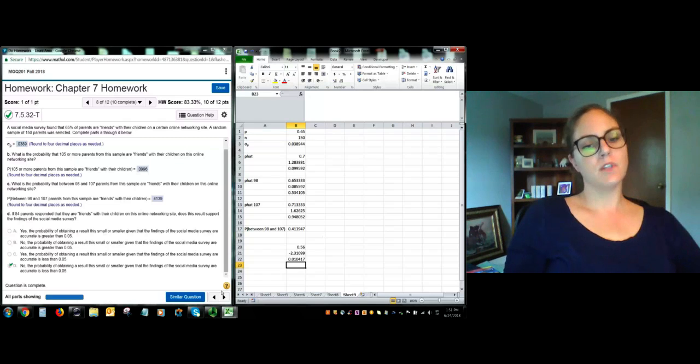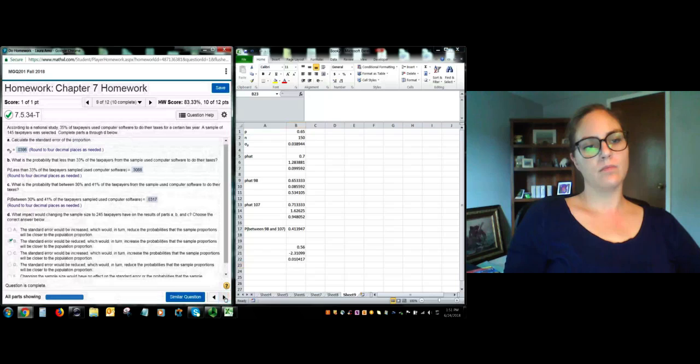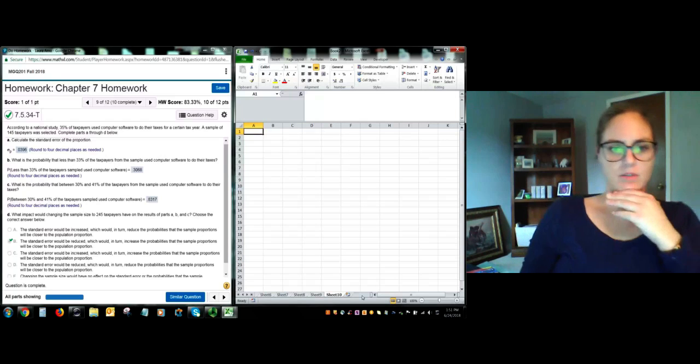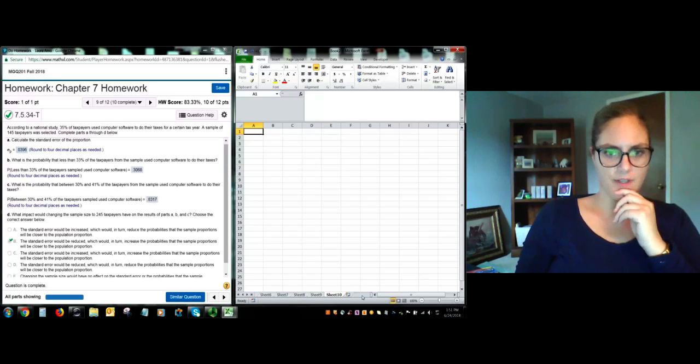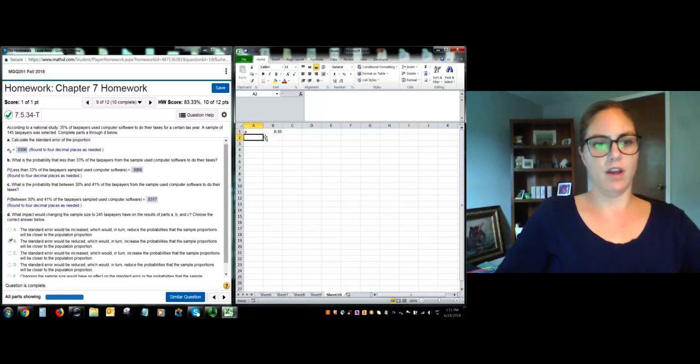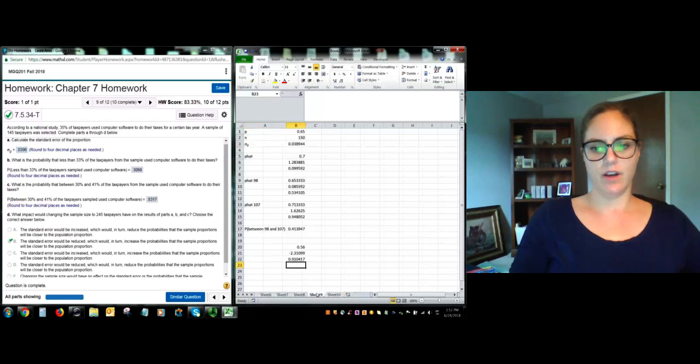Okay, let's go to the next one. According to a national study, 35% of taxpayers use computer software to do their taxes for a certain tax year. A sample was selected. Let's calculate parts A through D below. So we've got our P, 0.35, and a little n of 145. They want us to calculate the standard error of the proportion.